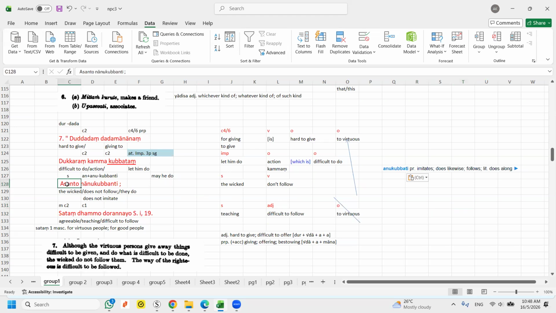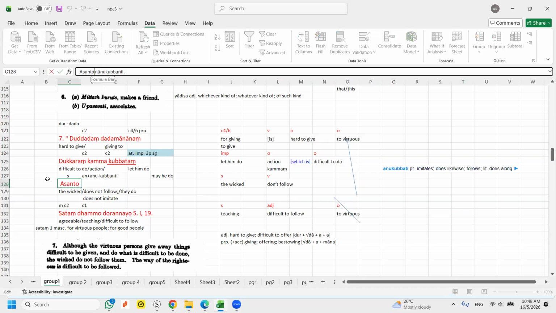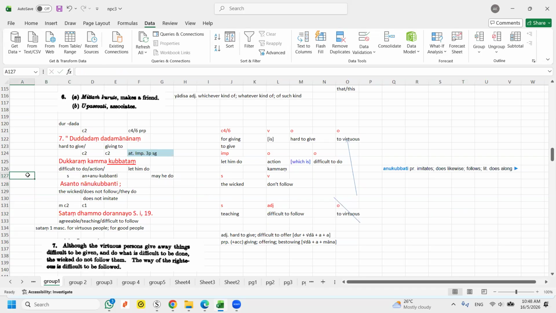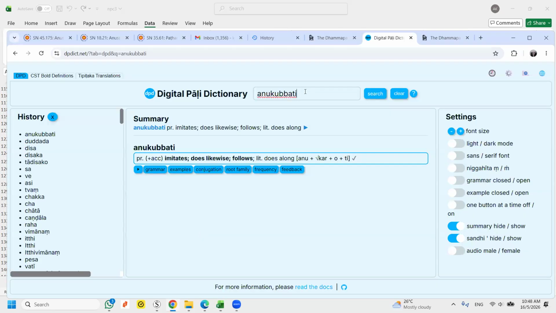In this case, the word here is interesting. This one comes from the word santo, santa. The stem is sa. The word is sa plus NTA. So in this case, this is a negative. The word santo is good. So I'm going to do santo first, because otherwise it's difficult.